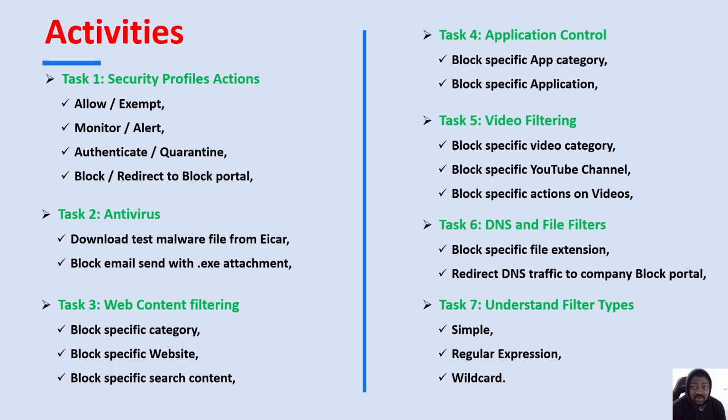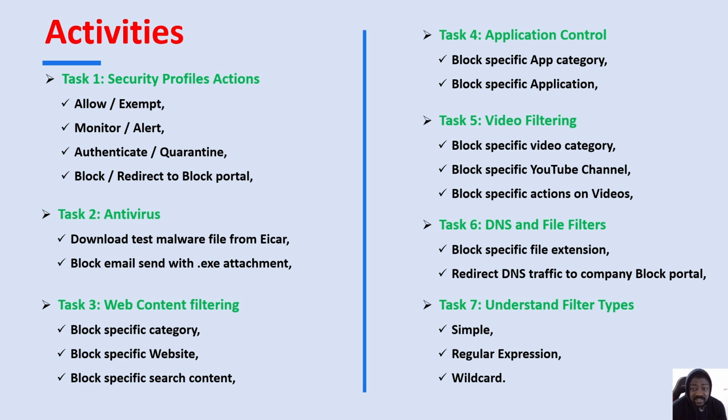Task 4 will be application control. Same as web content, we'll try to do some blocking on some specific categories and applications. We'll also do video filtering, where we'll see how to block some specific video category, see how to block a YouTube channel, block some actions on videos. So we'll see how, for example, you can let your users access some videos, but you can block some specific actions, like you can prevent them from downloading the video, can prevent them from posting a comment on a video, or so many other actions. We'll see how to do that in task 5.